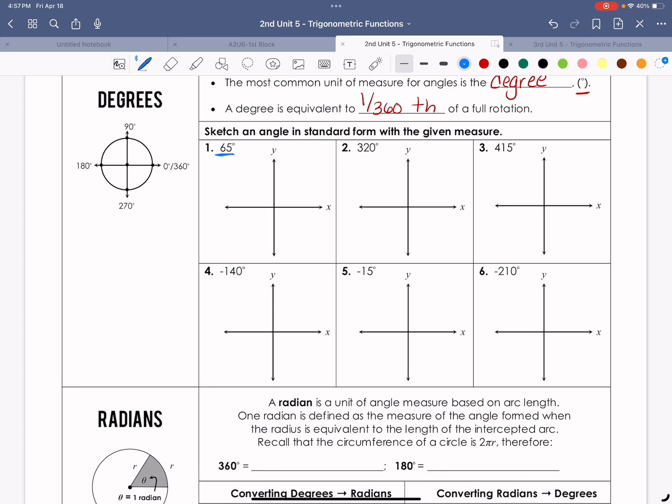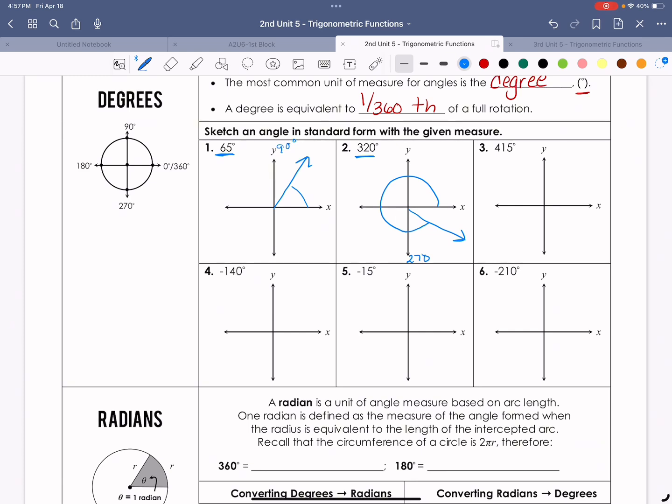A 65 degree angle: it's going to start here on your x-axis and go this direction. It's not going to get to the 90 degrees. So sketching that out would look something like that. Now for our 320 degree angle, we're going to start at the x-axis and go in a counterclockwise direction. Down to here would be 270, so we need to go a little bit further, but not quite to the x-axis. So that angle is probably going to look something like that.